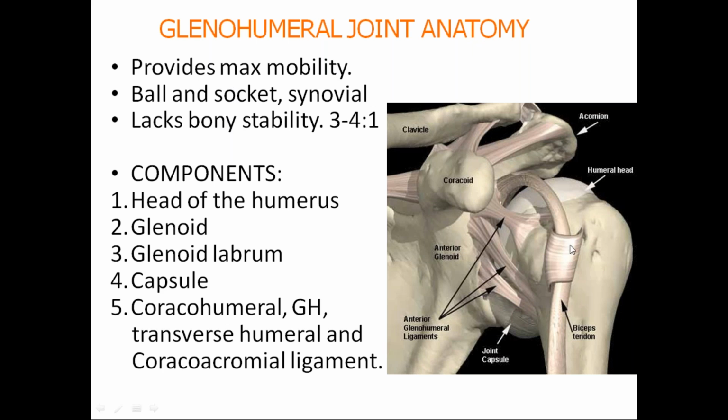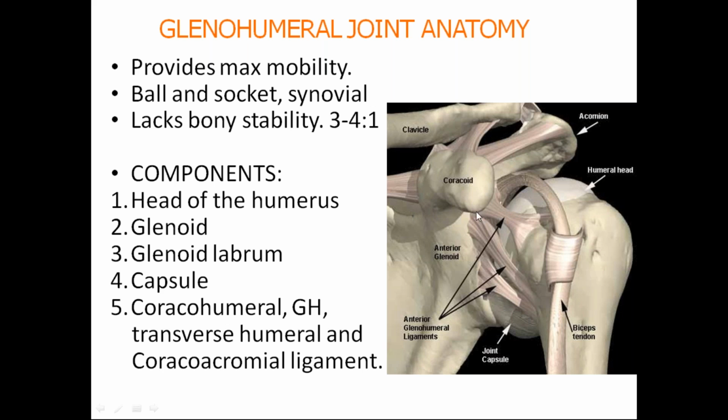The shoulder joint is a synovial joint, of the ball and socket type. The components of the shoulder joint are the humerus head, the glenoid, and the glenoid labrum. The glenoid labrum is a fibrocartilaginous ring or rim attached at the margins of the bony glenoid. And the capsule is a condensation of fibrous tissue and ligaments. These are the components of the shoulder joint.